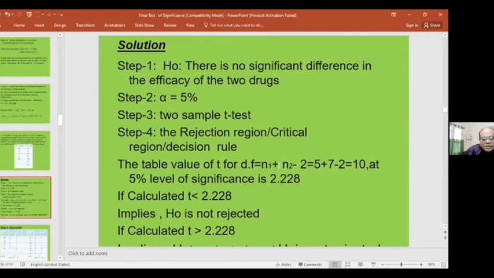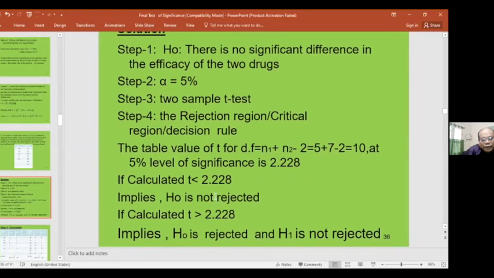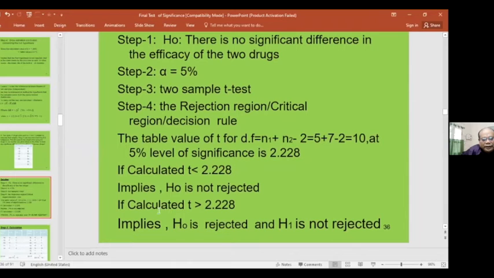If you know the concept and the formula, then you can easily do the testing. The null hypothesis: there is no significant difference in the efficacy of the two drugs. At alpha 5%, for the rejection region, if the calculated value is less than the table value, it is not rejected. Some people prefer to say not rejected instead of accepted. If the calculated value is greater, then the null hypothesis is rejected.